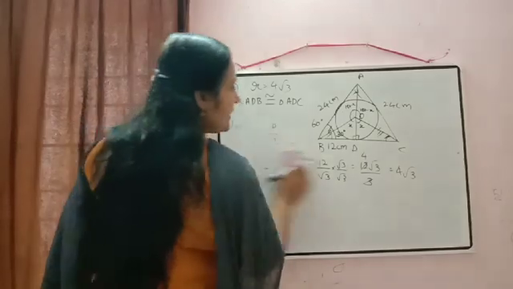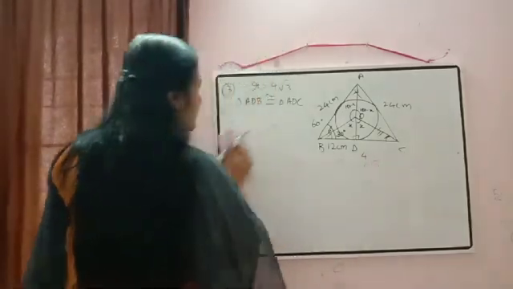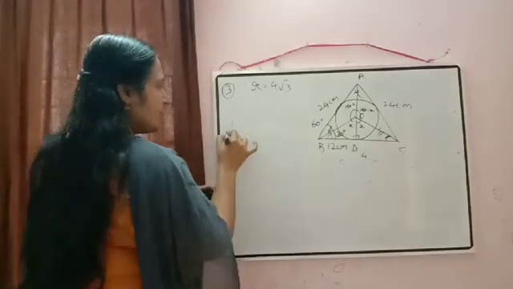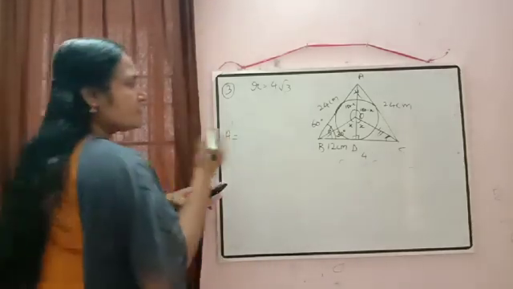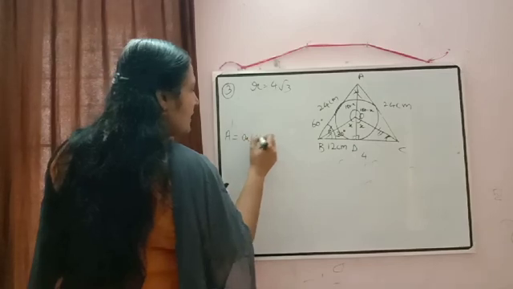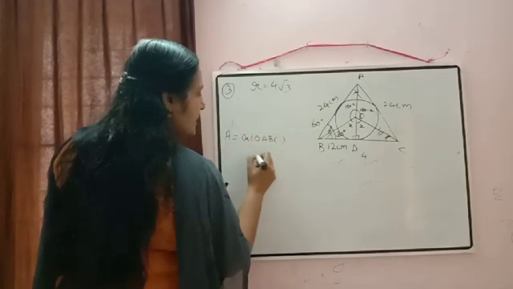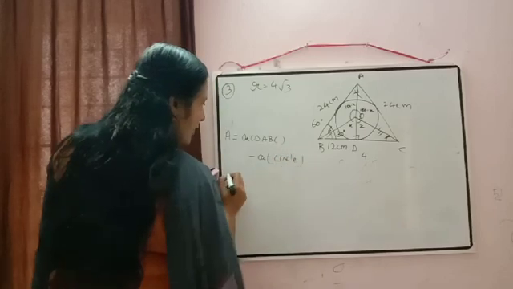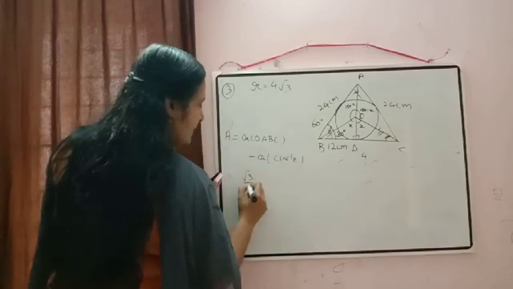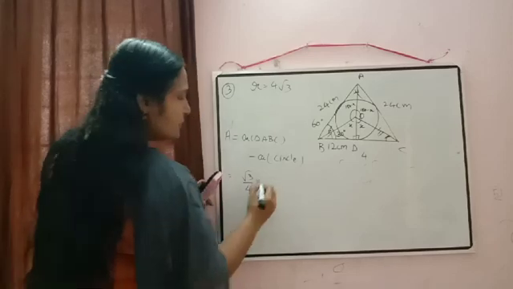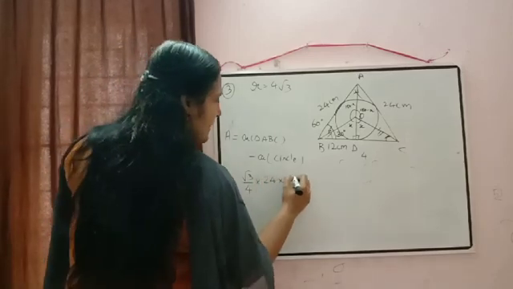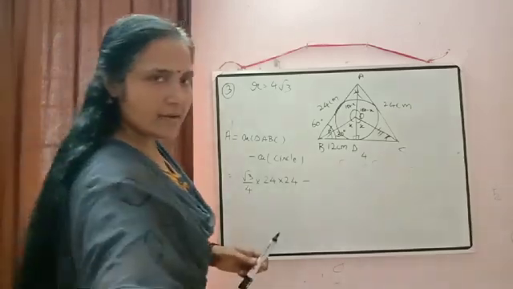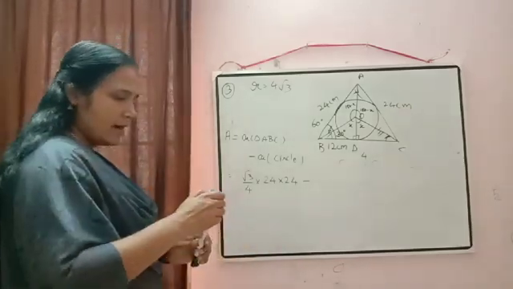Now we can calculate the area of the shaded region. So just write down area of shaded region. I am writing it as A there. Area of shaded region is equal to area of triangle ABC minus area of circle. Area of triangle ABC formula will be equal to root 3 by 4 into side square. So that is 24 into 24 minus area of circle. Formula is pi r square.